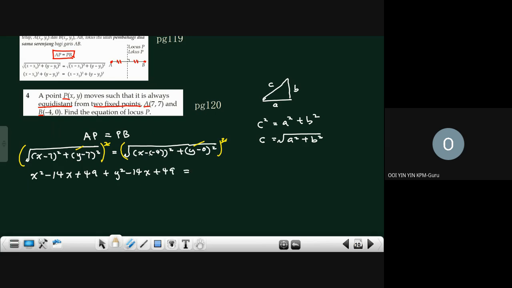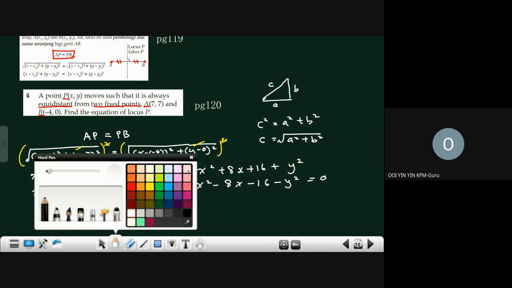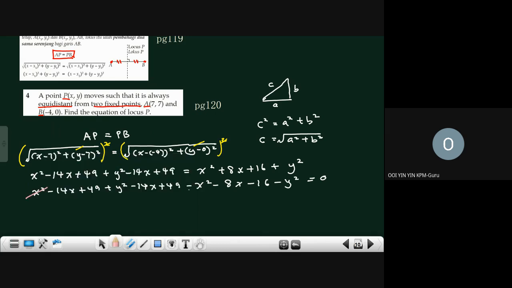Equals, here negative, negative, positive, right? So you get x squared plus 8x plus 16, plus, because of the 0 here, you only have y squared. Then when you move everything to this side, x square, y square, minus 14x plus 49, all move to this side, becoming minus x square minus 8x minus 16 minus y square equals 0. Now we cancel off whatever we can: x square and minus x square cancel off, then y square and negative y square cancel off.